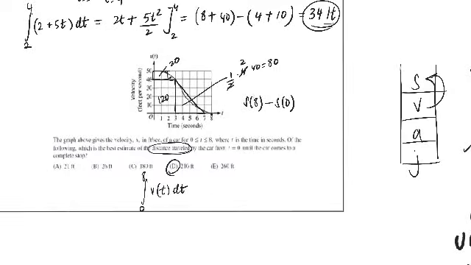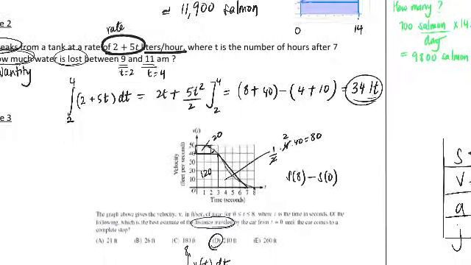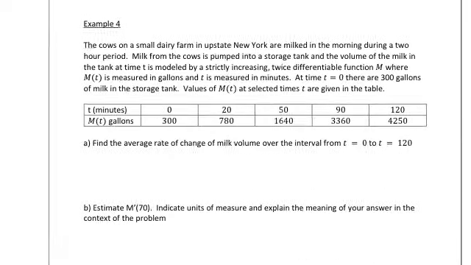Yeah, so there again, we are integrating a rate, which is the velocity, finding the area under a velocity curve, and that's going to be the net change in position or the distance traveled. Okay, let's move on to this one.